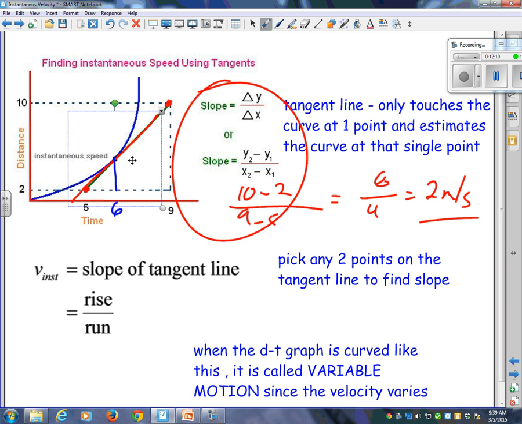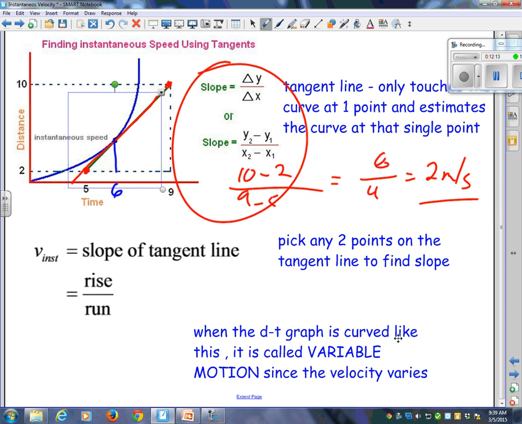When the DT graph is curved like this, it's called variable motion. Blaine, what's a variable from computer science? Come on, man. That's like grade 9. Connor, what's a variable in computer science? It's a word that could represent any number, right? This is variable motion because the motion changes. In this case, speeding up or slowing down. Oh, it says it right there, since the velocity varies. It's right down here. When the DT graph is curved like this, it's called variable motion.